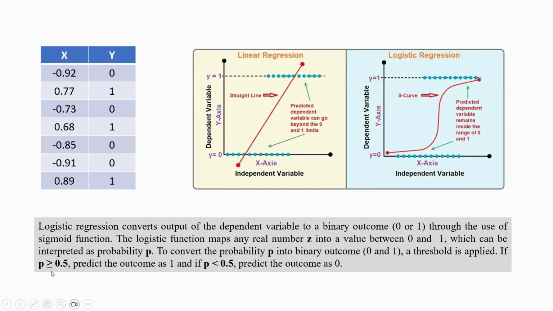If p is greater than or equal to 0.5, predict the outcome as 1. If the probabilities are more than 0.5, predict the outcome as 1. And if the probabilities are less than 0.5, predict the outcome as 0.